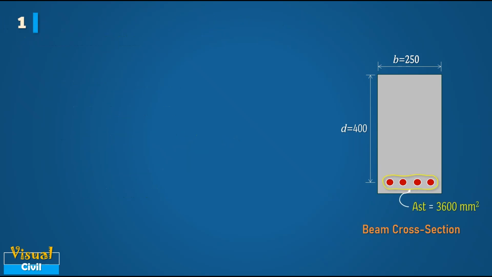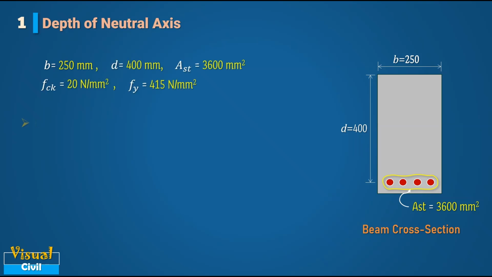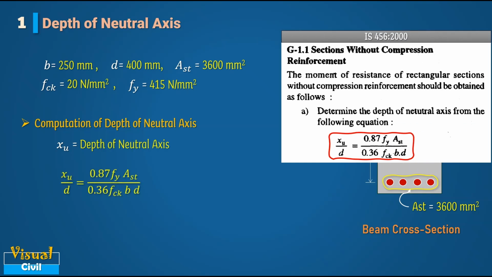Let us start with the first step to determine the actual depth of neutral axis denoted as XU. To find this, we will use the equilibrium equation given in Annexure G clause G 1.1a of the code, which balances the total compression in concrete with the total tension in steel. After substituting our specific values into the equation and solving, we find that the ratio of XU by D comes out to 1.805. Now we need to compare this to the code's permissible limits.